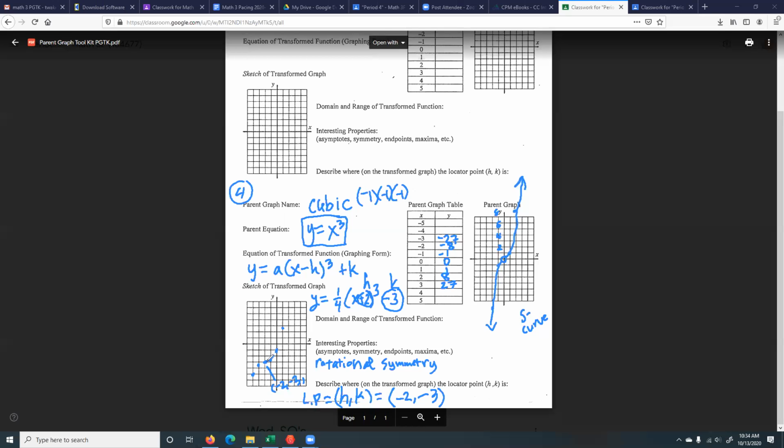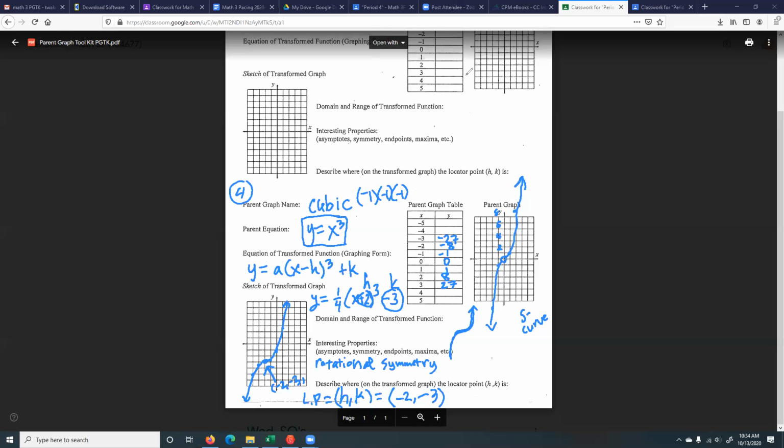Okay, so if I make my graph, here's my S curve. Okay, and that's where my locator point is. I want to make an open circle there, but I accidentally made it closed. So that's your locator point at negative 2, negative 3. Okay, so this graph is a little wider, right? It should be wider because of the 1/4.